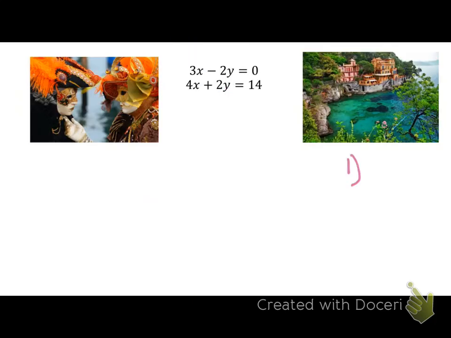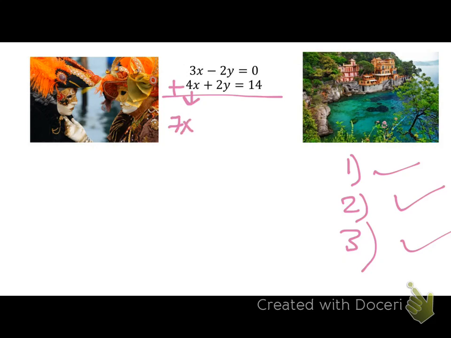Okay, so first step, are they lined up? Are my x's on top of my x's, y's on top of my y's? Yep. Second step, do I have a variable that has the same number in front of both of them? Well, it looks like my y's both have 2's in front. Cool. Is one positive and one negative? Yes, they are, so let's go ahead and add down. 4x plus 3x is 7x. Negative 2y plus 2y, they cancel because they're opposites of each other. 0 plus 14, 14. Let's go ahead and divide by 7 to get x by itself.